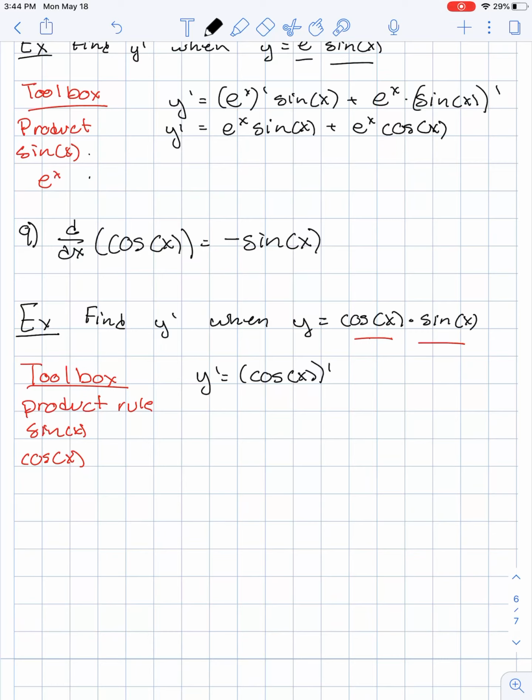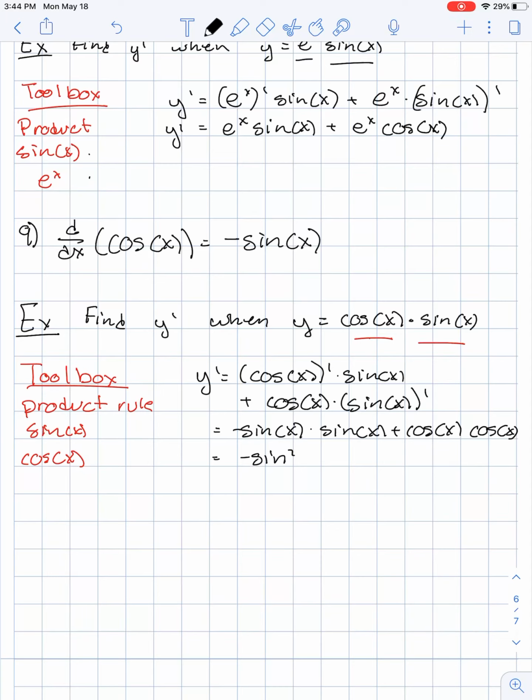So y prime is going to equal cosine of x's derivative times sine of x plus, I'm going to keep cosine of x and now take the derivative of sine of x. So cosine's derivative is negative sine of x times sine of x plus cosine of x times cosine of x. And I can simplify that to give me negative sine of x squared plus cosine of x squared.